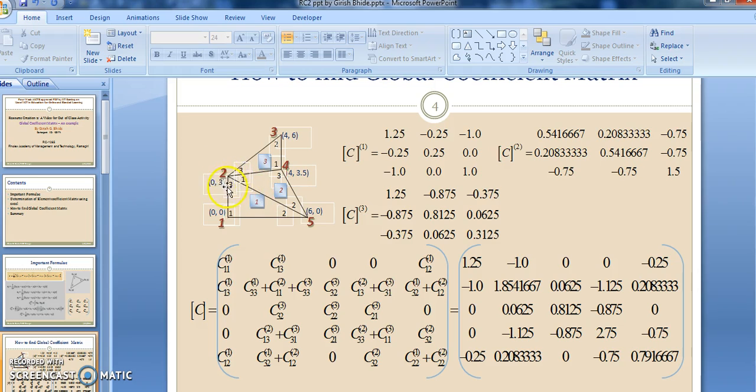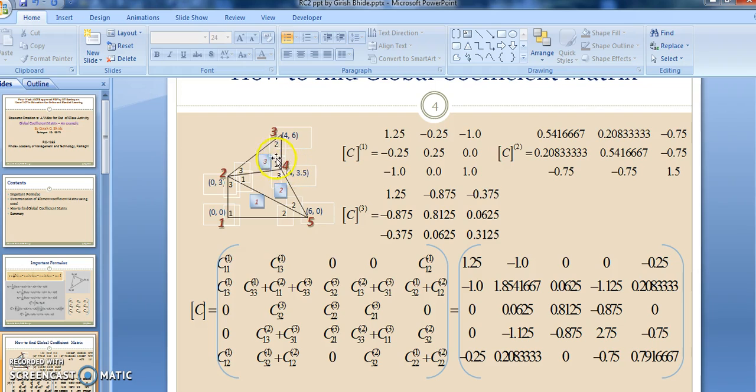Let us take one more example, C22 of that global coefficient matrix. It means we have to find out the relation of global node number 2 with global node number 2 itself. Now here all the 3 elements are in connection with global node number 2, and hence necessarily we'll have 3 terms contributing to this self term, and the terms are C33 of element number 1, then C11 of element number 2, and C33 of element number 3. In this way we can find out all the self terms.